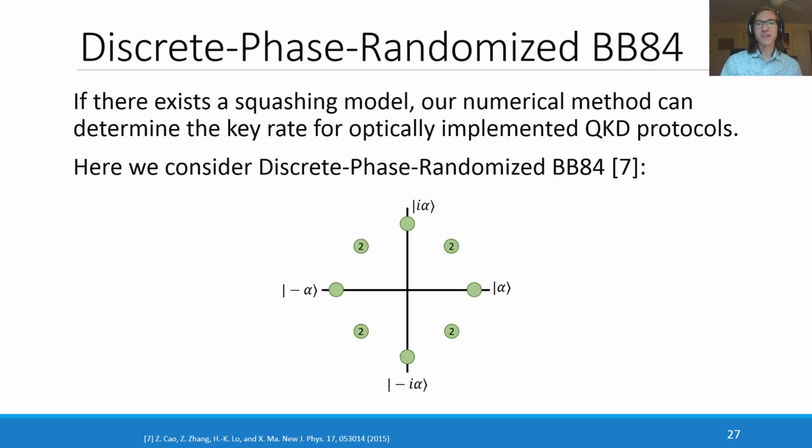Lastly, as our final type of protocol we're interested in, optical implementations of QKD protocols are very nice. They do have the problem that often they can't be represented in finite Hilbert spaces, because light is in an infinite Hilbert space. However, where a squashing model exists that allows us to represent it in finite dimensions, we can use our numerical method for the finite key in that case too.